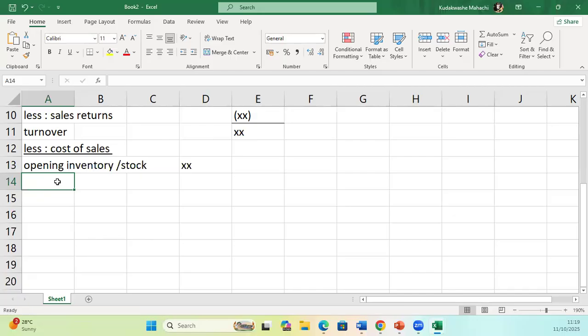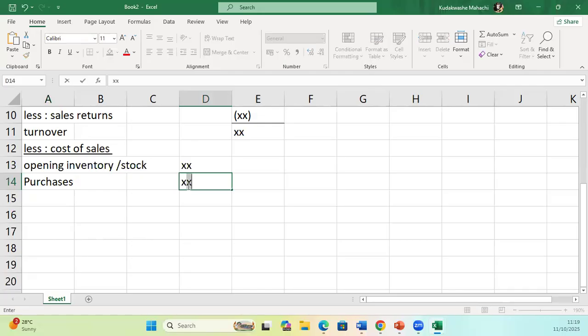From the opening inventory, we then add the purchases. So the purchases, we are looking at the goods that you bought during that period. So the opening stock, these are the goods you started with. We bought them last year. The purchases, these are the goods you bought during this period.